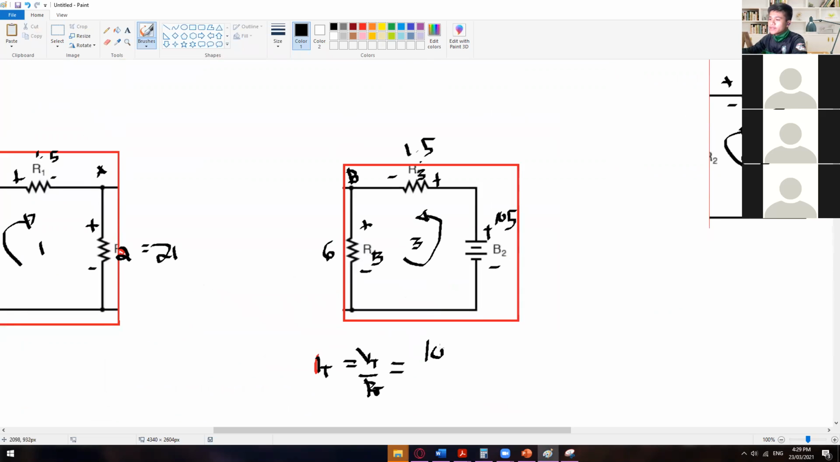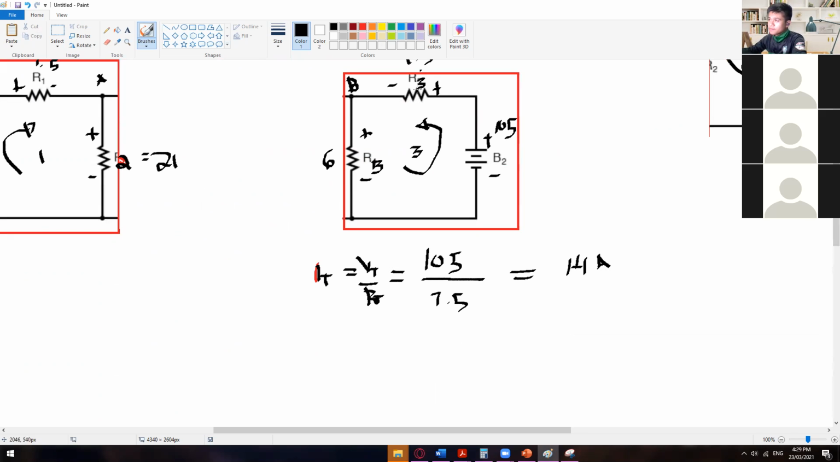All right. So V total is 105 divided by R total, which is equal to 6 plus 1.5 since they are in series. So it will give you 7.5. So the I total is 105 divided by 7.5, which will give you 14 amps.